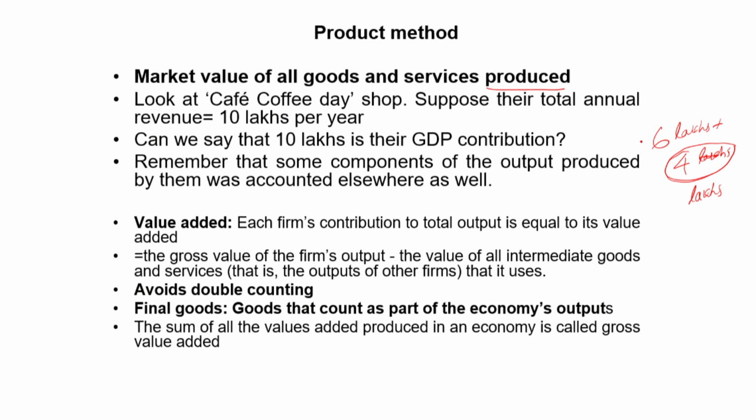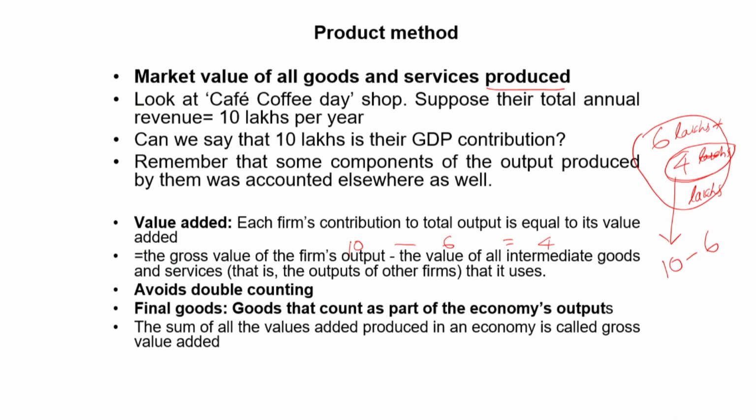So out of this, 10 is not the GDP. GDP contribution is only 4 lakhs. So in that way, how can we calculate this? You can see that 10 minus 6 is the intermediate output, the intermediate goods and services that they use, that we need to subtract. So the value added is the gross value of the firm's output, that is 10 lakhs minus 6 lakhs, and what we are going to get is 4 lakhs here. So it avoids double counting.